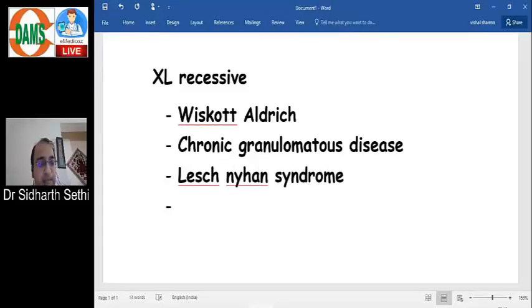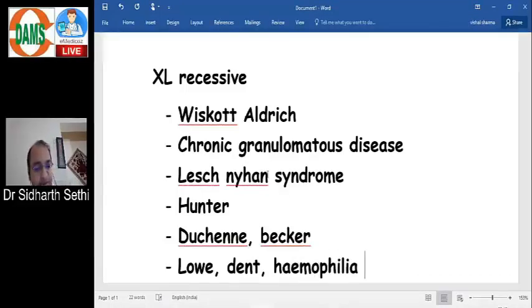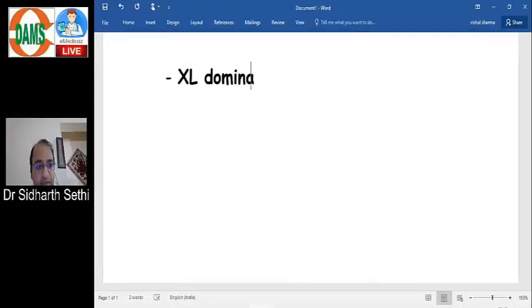Then remember that you have other syndromes like Hunter syndrome, which is X-linked recessive. So these are very important syndromes which are metabolic. Then of course Duchenne's muscular dystrophy, Becker's muscular dystrophy, Lowe syndrome, Dent disease, hemophilia, color blindness are all X-linked recessive. Coming to X-linked dominant disorders, remember Rett syndrome, hypophosphatemic rickets, which is also called vitamin D resistant rickets.